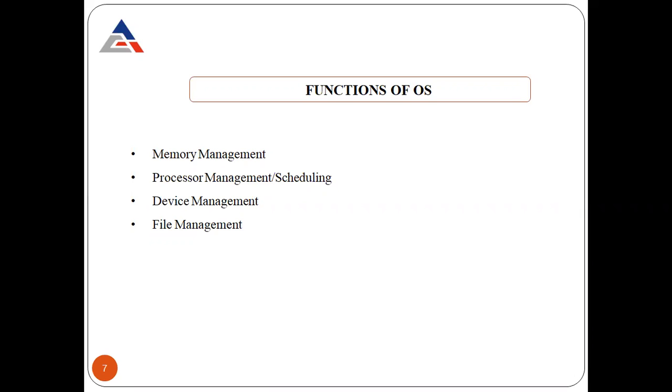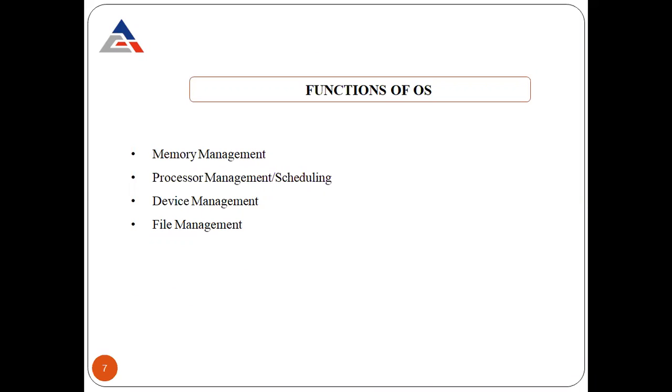Process management: more than one process is running in parallel. How do we manage the scheduling, deciding which process goes first and which second, so that the user gets a reply from the processor very quickly, with no need to wait for the process to give the output.